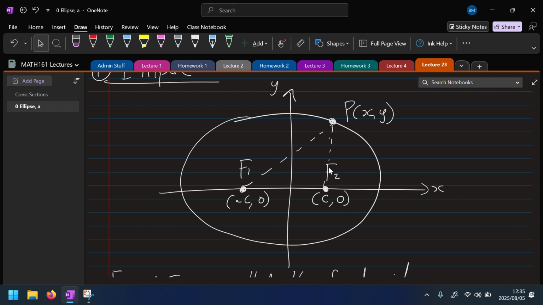The F1 to P plus P to F2, that is fixed. The individual lengths are not fixed. Those lengths are different, but the sum is fixed. We'll write it down explicitly now. But the idea to make the sum fixed is to use the string. So the string has fixed length. So F1 to P, P to F2, that total length is fixed. Then you draw your loop around, and that will give you an ellipse.